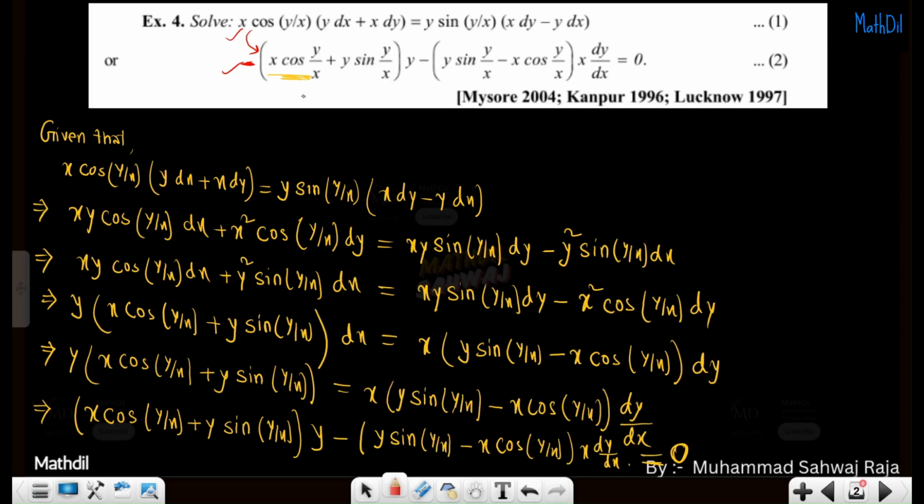x cos y by x, this one plus this one, yeah, matched. y common, minus minus common. Okay, this one, this one, this one, this one, this one, yeah. See, finally we get it.